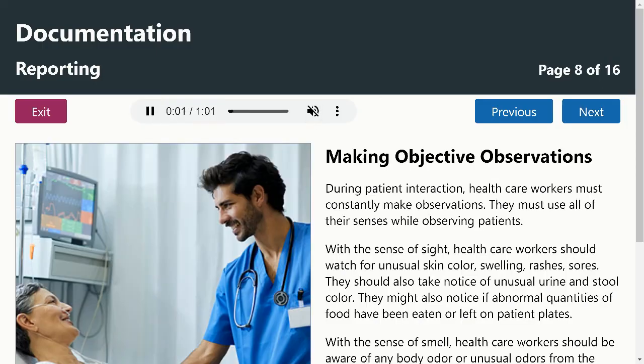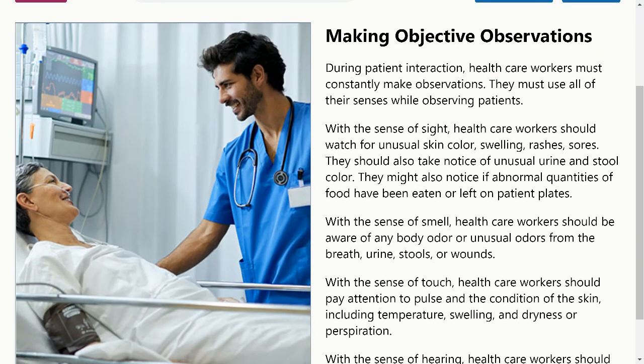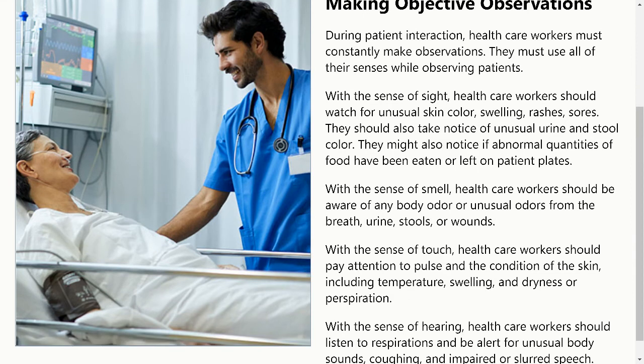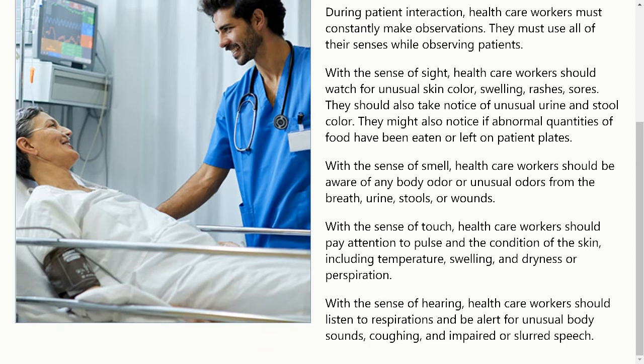Making objective observations. During patient interaction, healthcare workers must constantly make observations. They must use all of their senses when observing patients. With the sense of sight, healthcare workers should watch for unusual skin color, swelling, rashes, and sores. They should also take notice of unusual urine and stool color. They might also notice if abnormal quantities of food have been eaten or left on patient plates.